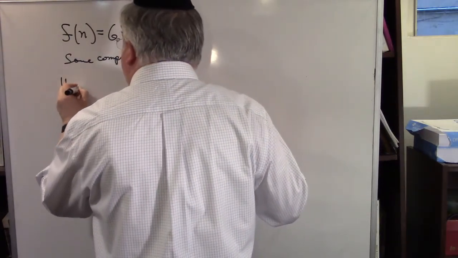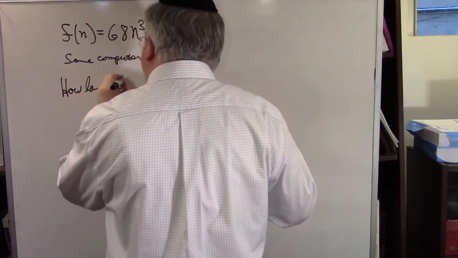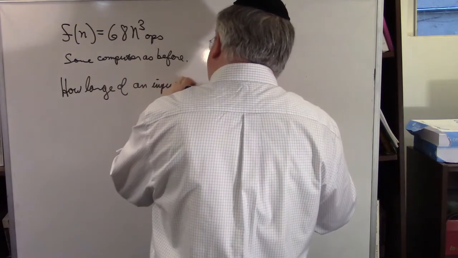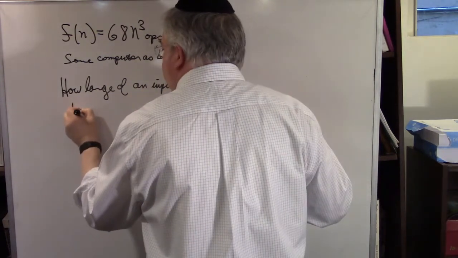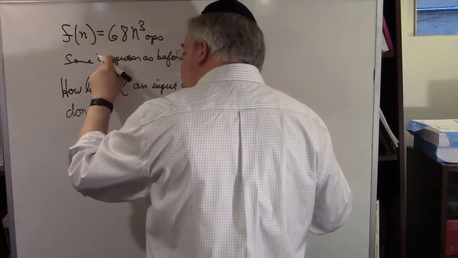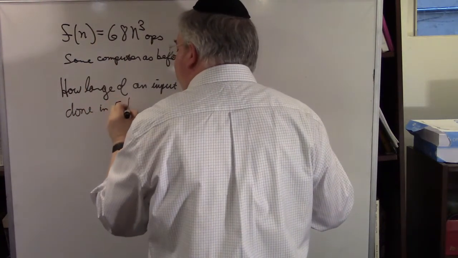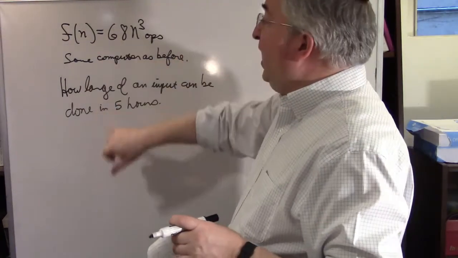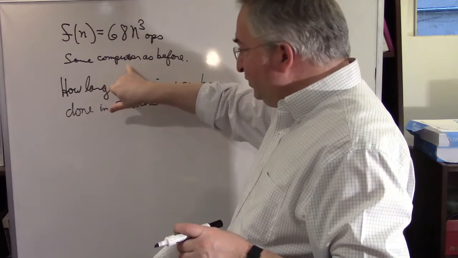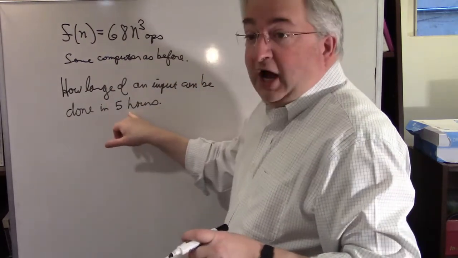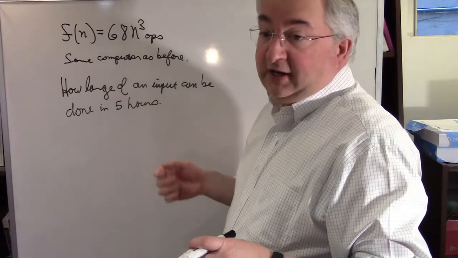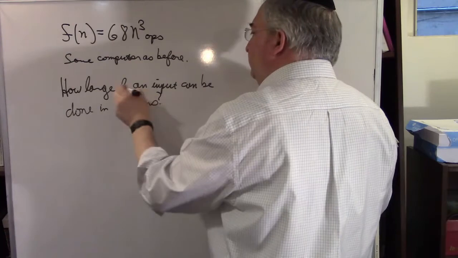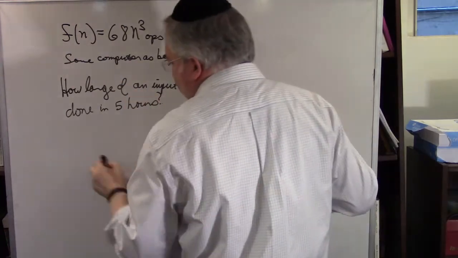How large of an input can be done with this algorithm on this computer in 5 hours? So here, I give you the efficiency of the algorithm, I give you the speed of the computer, I give you the time, and I'm asking you for the input size. And the answer is as follows.